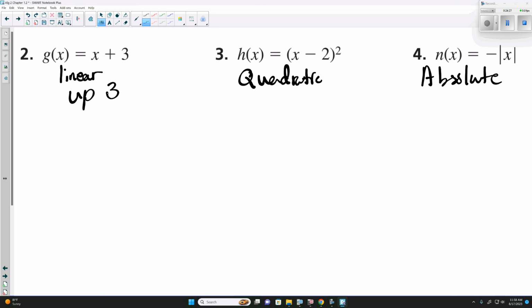The quadratic, we have parentheses, x minus 2, close parentheses, squared. Is this up, down, left, right, or a reflection? It'd be left, right, because it's inside parentheses, yes? And which direction are we going, left or right? Right, because inside parentheses is the opposite of what we think. Since it's minus 2, we think it should go to the left, but it's actually going to the right.